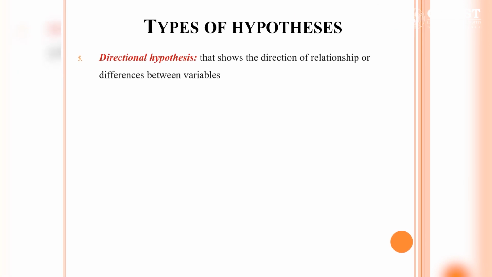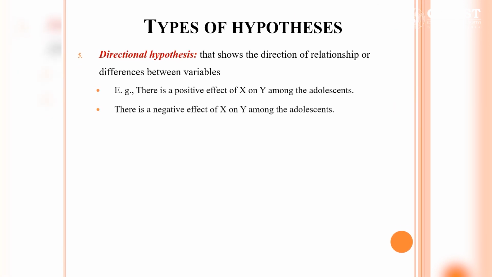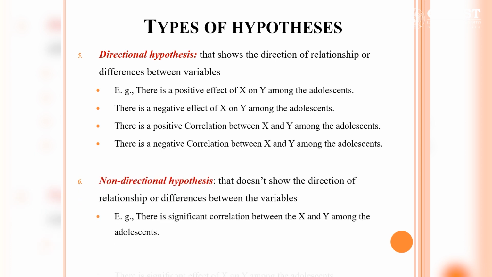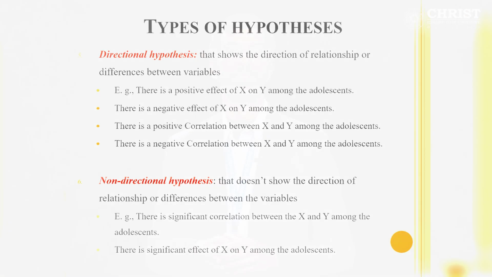When we say directional, it could sound something similar to this. There is a positive relationship between the variables. Another example would be there is a negative correlation between the variables. A non-directional hypothesis would sound like this: there is a significant relationship between the variables, and it does not specify whether it is a positive relationship or a negative relationship.